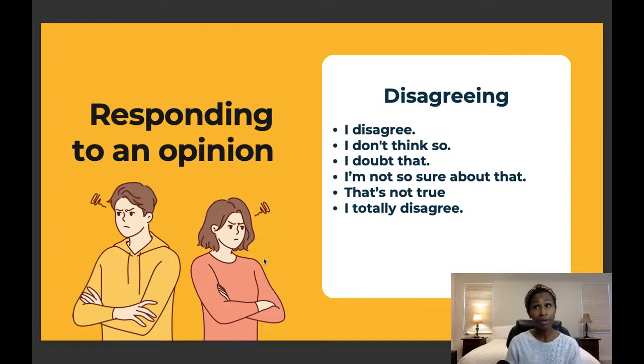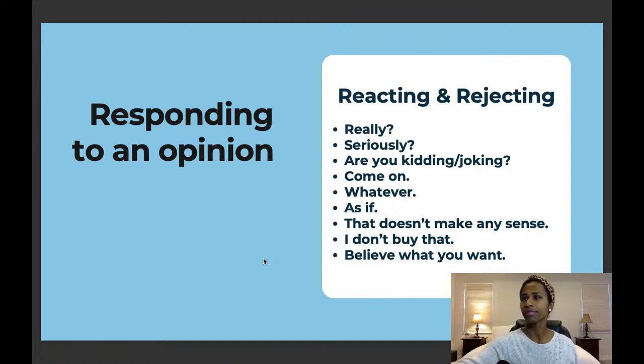And that's the beauty of languages, that you choose what you feel more comfortable using. So I prefer to use just I don't think so and I'm not sure about that. The other ones I could use, and it's good if you understand them, because if someone says it, you will know that they are disagreeing with you. Okay? And then the next one is reacting and rejecting.